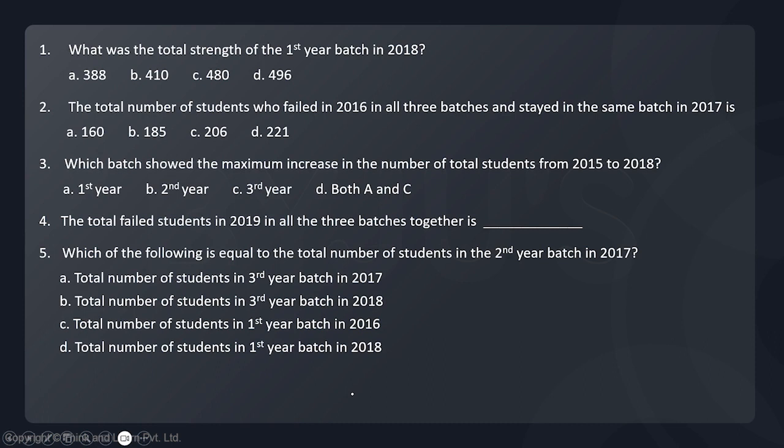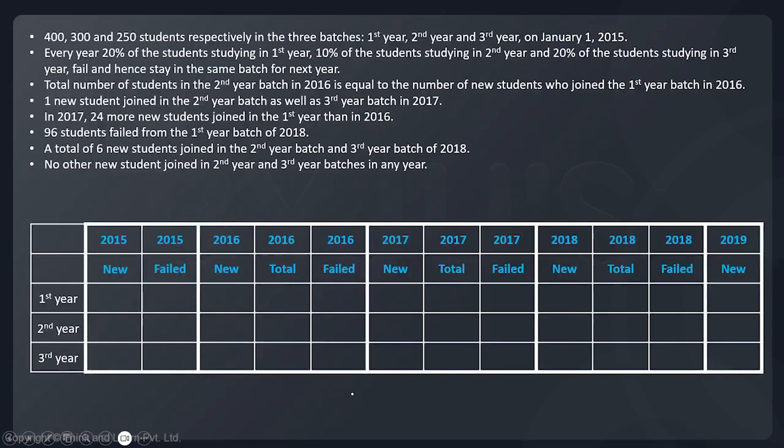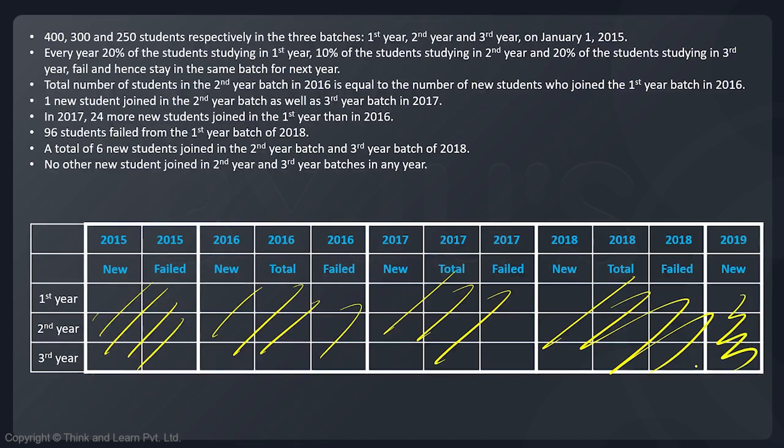So the questions are pretty straightforward, and looks like the set is going to be somewhere between easy to moderate. We have to be very careful when it comes to the number of students in a particular batch in a particular year. So let's draw this table wherein we are going to look into the year 2015 and then 2016, 2017, 2018 and 2019 in case that is required, so that we can see how many students we eventually have in the year 2019.